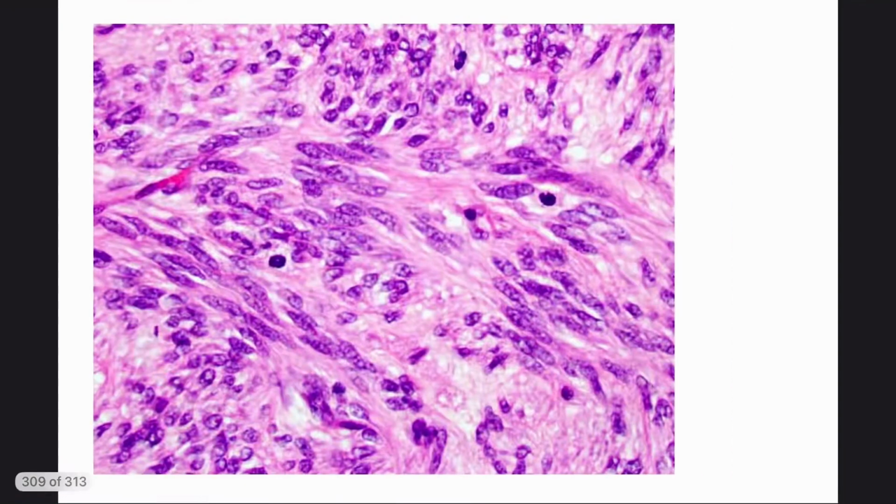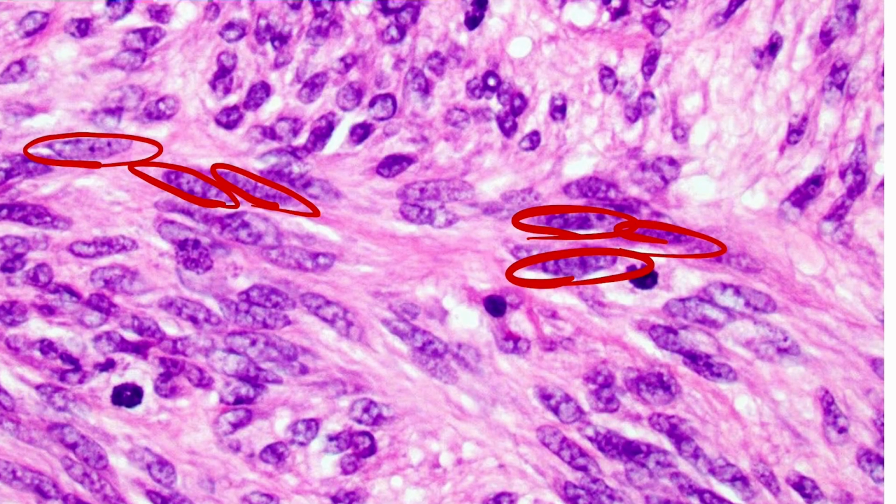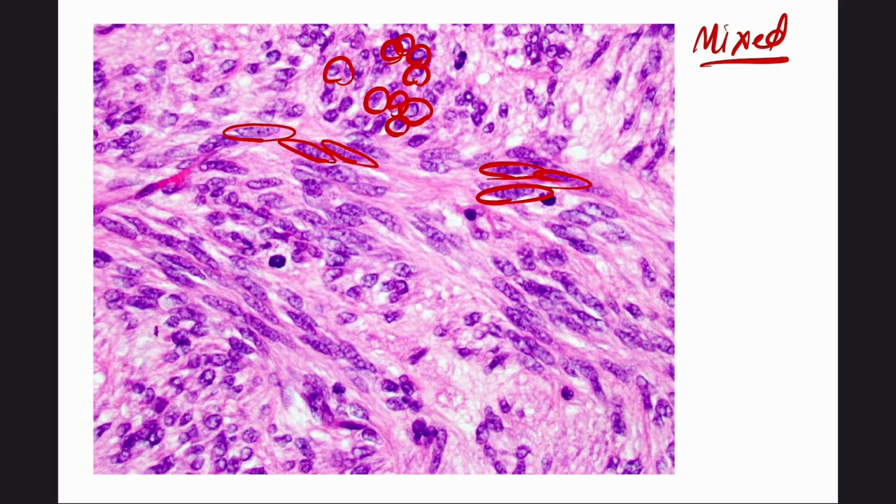Coming to the third variant, that is the mixed variant, you find both. There are spindle cells, these are the spindle nuclei. Also, you find epithelioid, round plump cells. Both epithelioid and spindle in one picture is said to be the mixed type.